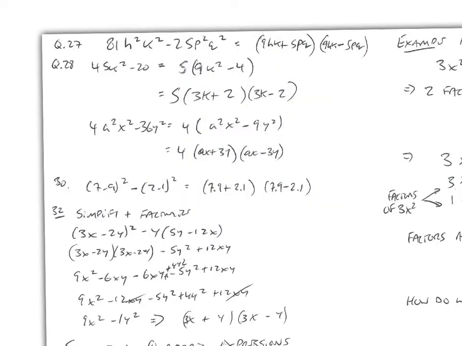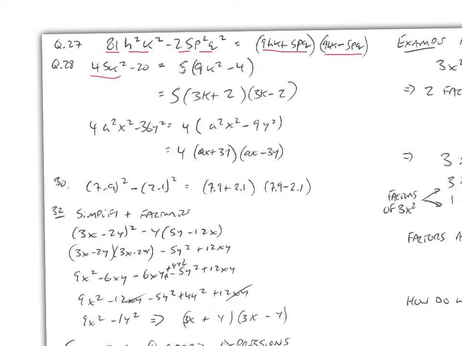So 81h squared k squared minus 25p squared q squared. Well, that's hk, the square root of that, pq, the square root of that, 9 and 5. So it's 9hk plus 5pq by 9hk minus 5pq.